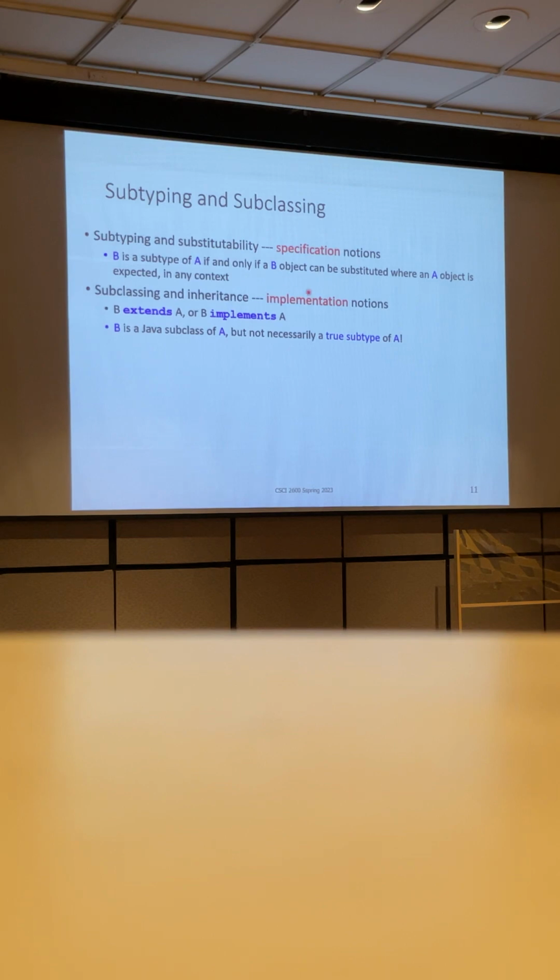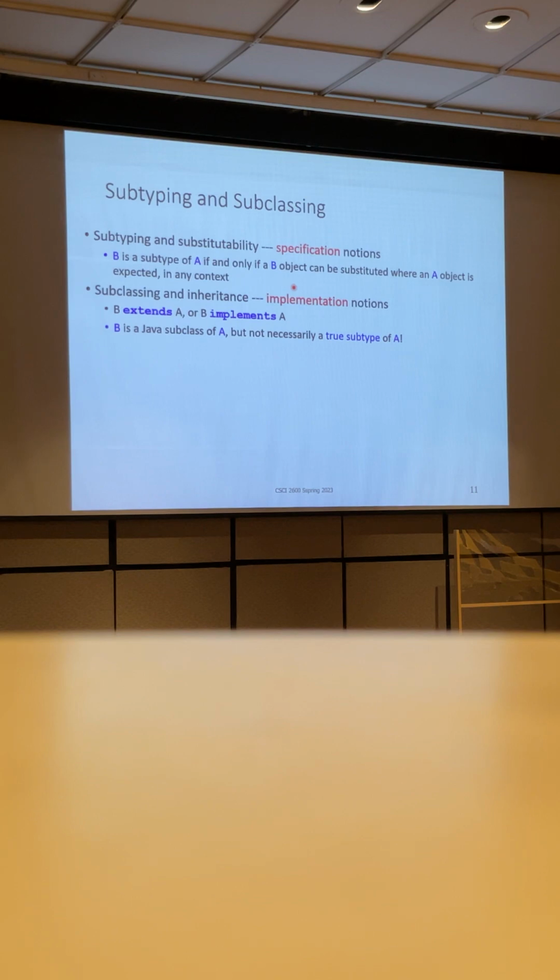So B is a subtype of A if and only if a B object can be substituted in all the circumstances where an A object is expected. It's important to underline here: in any context, regardless of anything. So subtyping and substitutability are about specifications, whereas subclassing and inheritance are specific to the programming language. Those are implementation notions. B extends A, B implements A. This is subclassing. And of course, it only makes sense in the presence of inheritance.